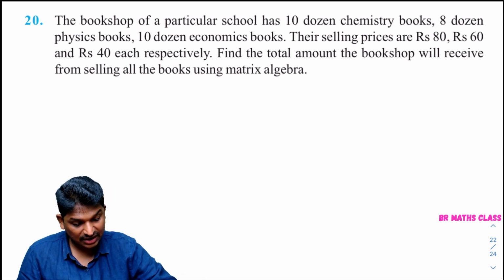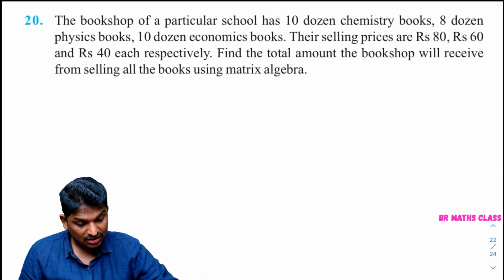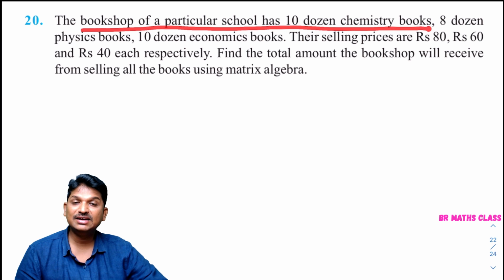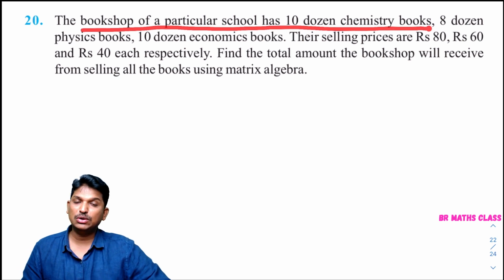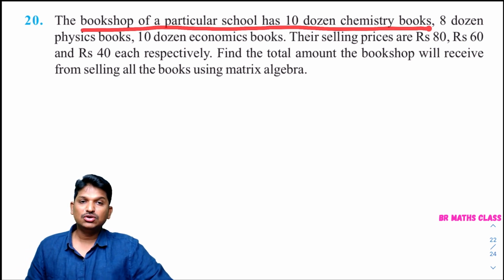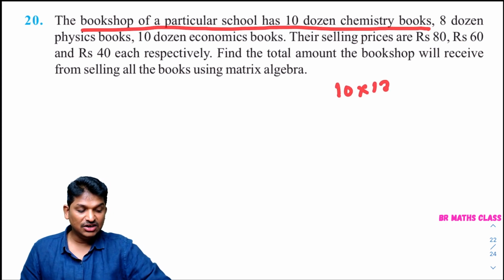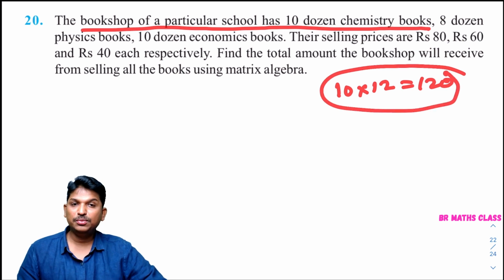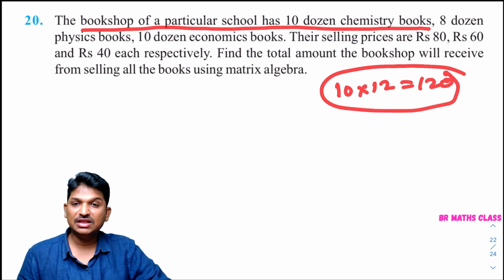Yes, what they are asking in this question. In a bookshop, the bookshop of a particular school has 10 dozen chemistry books. 10 dozen. 1 dozen equal to 12 books, right? 10 dozen means 10 into 12. 10 into 12 is what? 120. That means in a bookshop, 120 chemistry books are there.